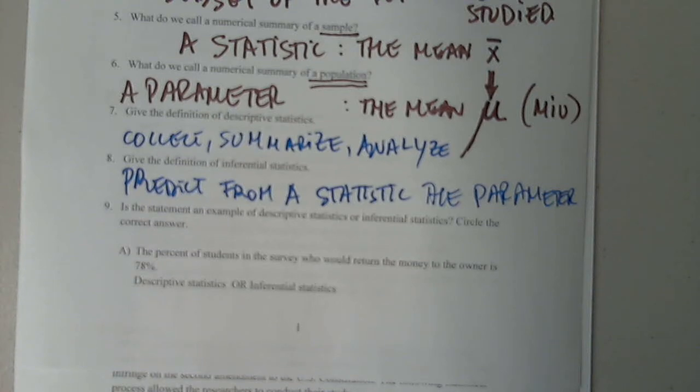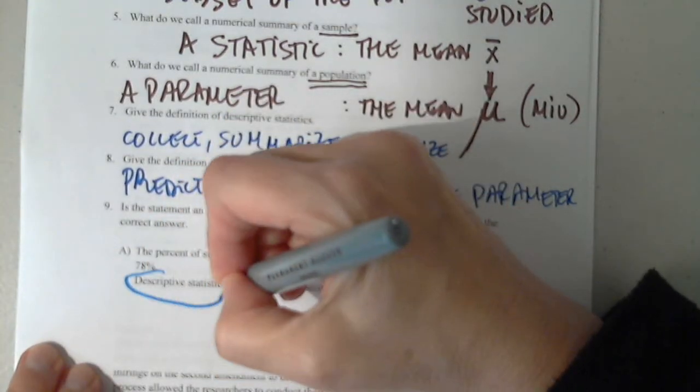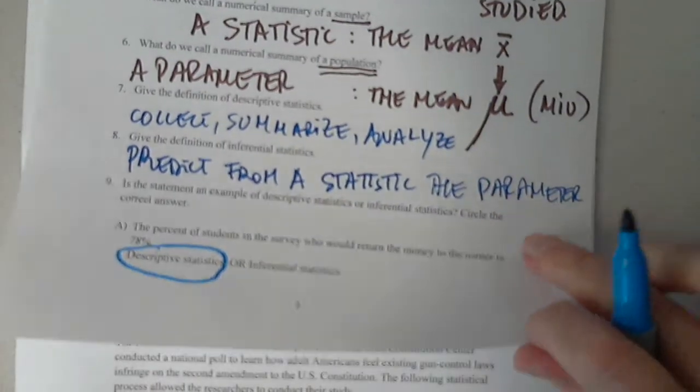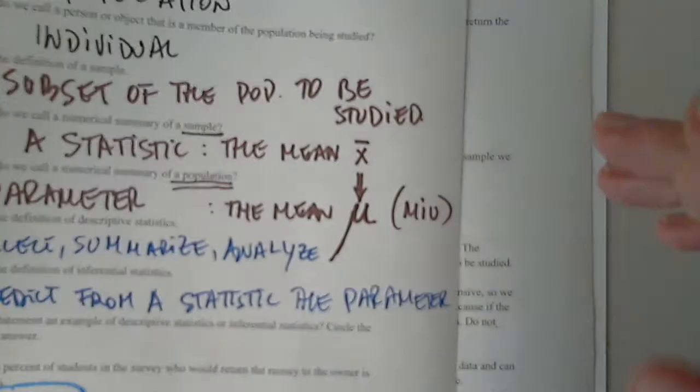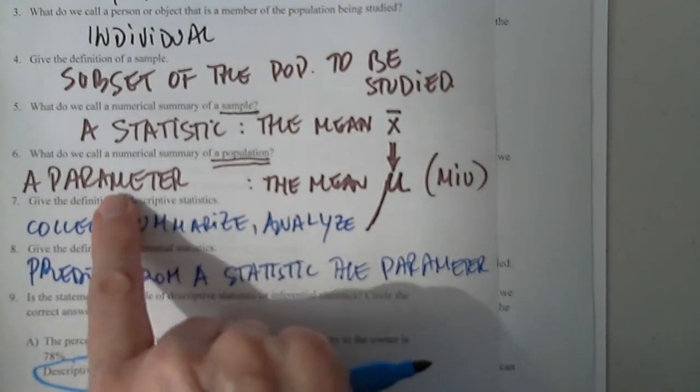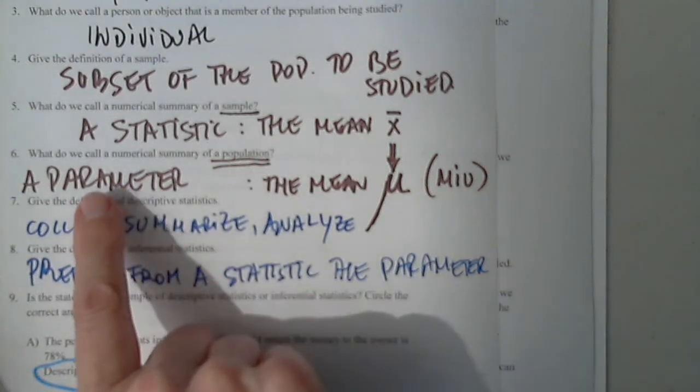I'll guess descriptive. Of course it is descriptive. Excellent. Next page. We are 95% confident. This is what we want to say, 95% confident that between 74% and 82% of all students who return the money would return the money.